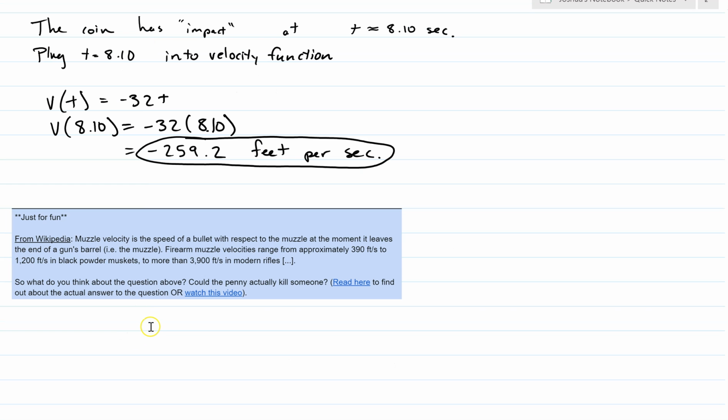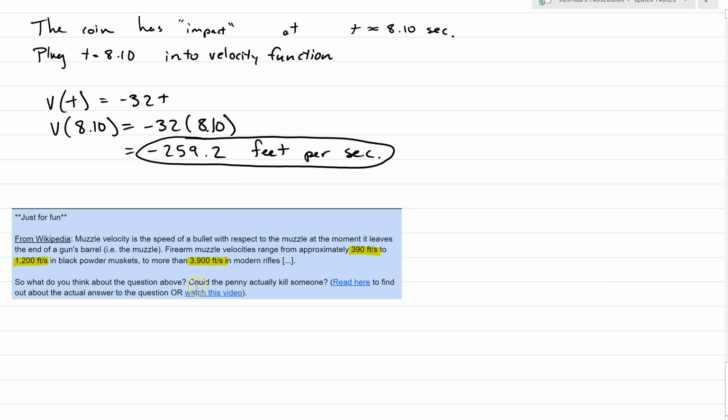Alright, now just for fun, from Wikipedia, something called muzzle velocity, that is the speed of a bullet with respect to the muzzle of a gun at the moment it leaves the end of a gun's barrel, i.e. the muzzle. So the end of a gun's barrel is called the muzzle. Now, firearm muzzle velocities range from approximately 390 feet per second to 1,200 feet per second in black powder muskets, and to more than 3,900 feet per second in modern rifles.